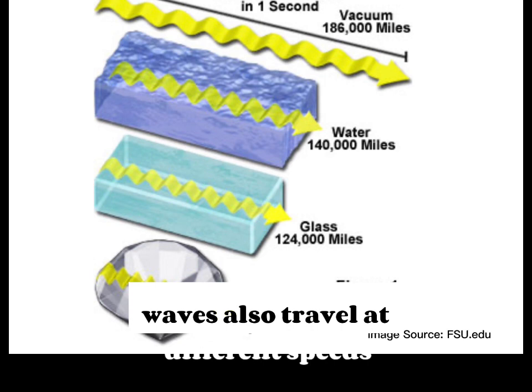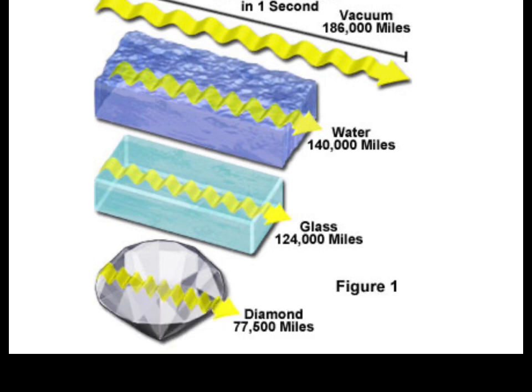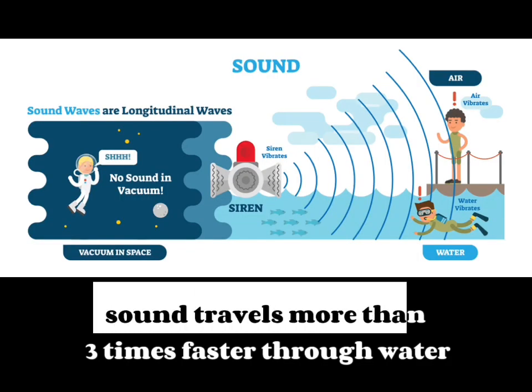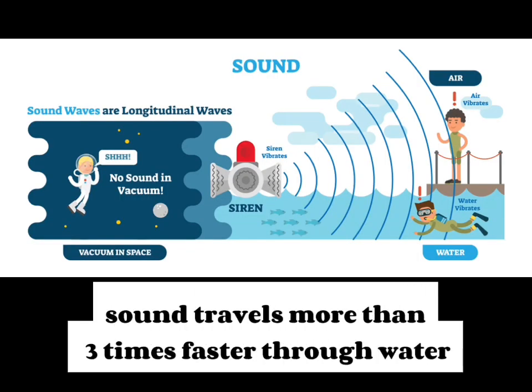Waves also travel at different speeds through different materials. For example, light travels faster through water than through glass. Sound travels more than 3 times faster through water than through air.